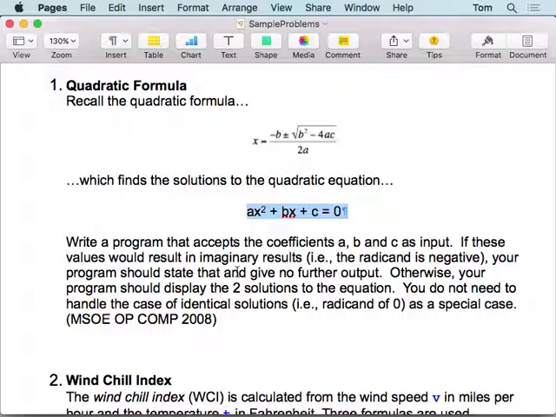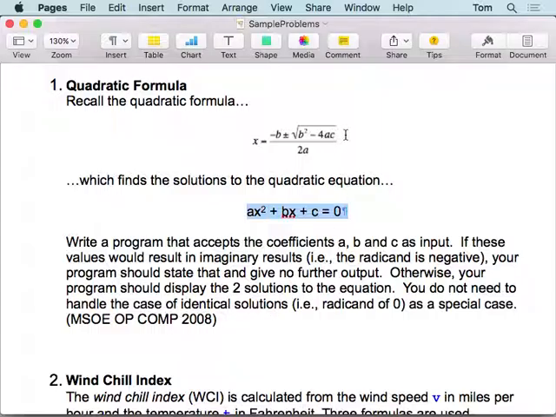If those values would result in imaginary results, in other words, if the radicand, or maybe you've heard that called the determinant, is negative, we should tell them that there are imaginary results. Otherwise, your program should state that and give no further output. So say like it's going to be imaginary results. Otherwise, the program should display the two solutions. You don't have to worry about the case where you have identical solutions.